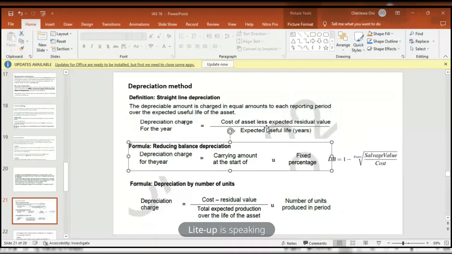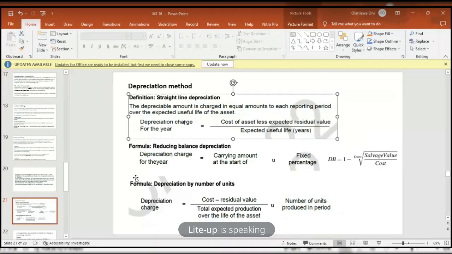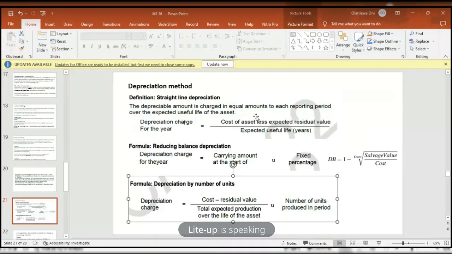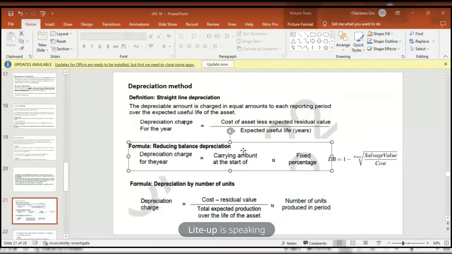If you look at the formula for cost model, residual value is there. The other model also, for straight line method, residual value is there. And the other method is depreciation by number of units. We'll see residual value there. But for reducing balance method, no attention is given to residual value, except when we are to derive the formula for depreciation charge. The depreciation rate is charged on the carrying amount.